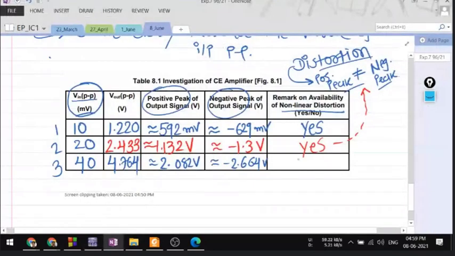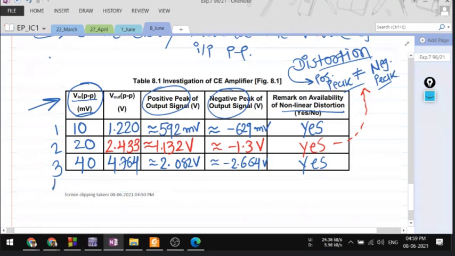Okay, so yes, student, tell me whether positive and negative peak are same or not. So they are different, right? Okay, so yes, distortion is there. This is called non-linear distortion. And yes, student, distortion will increase as you keep on increasing this peak to peak, right?